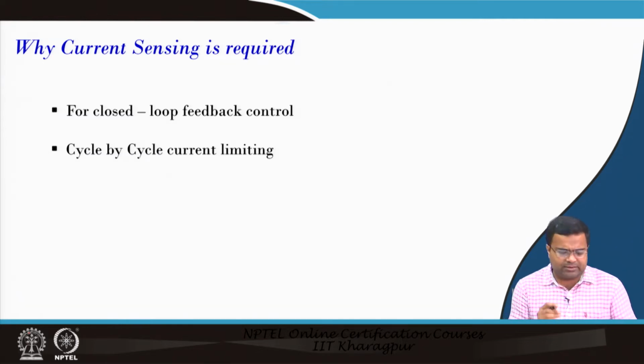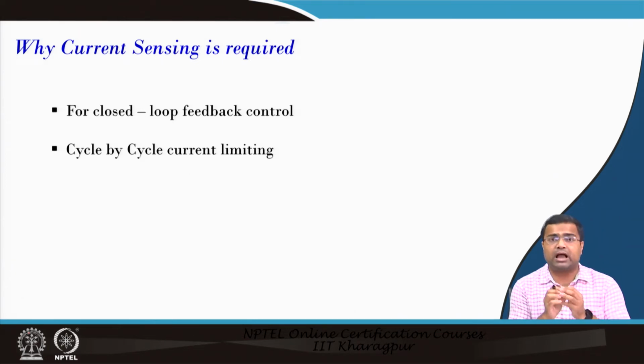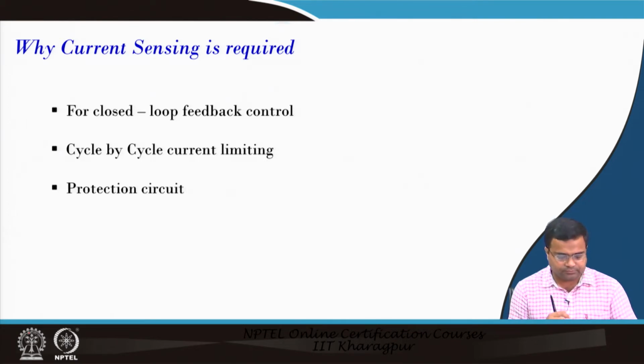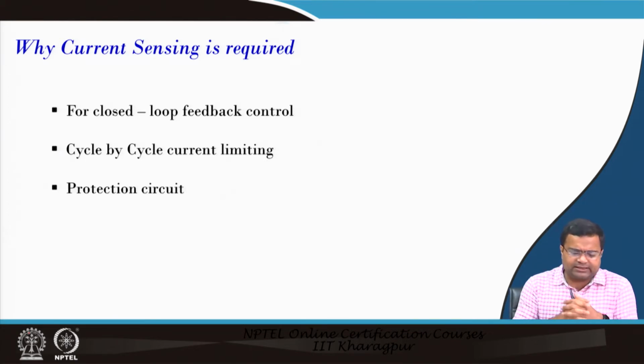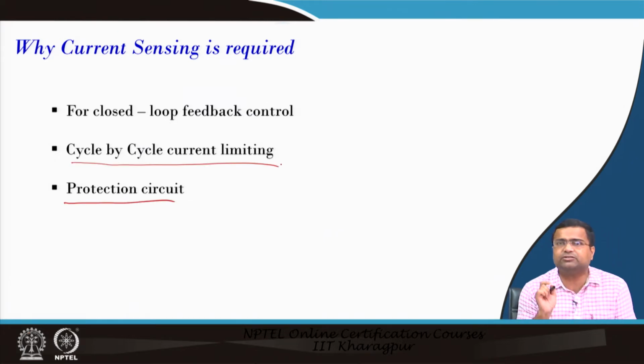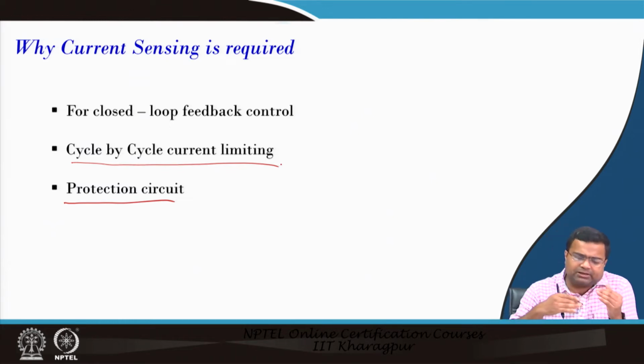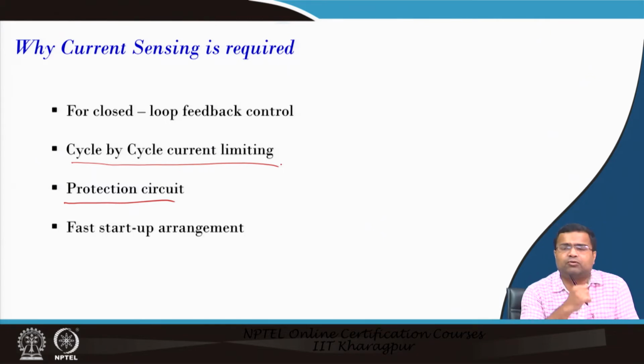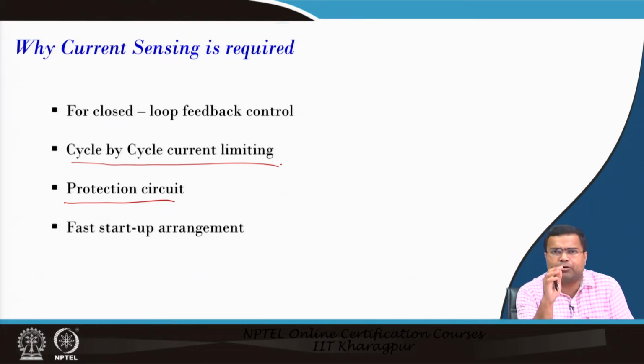Then, in most cases products use current sensing for protection purposes. That means they use high side current sensing for a buck converter if they want to protect the circuit, that is peak current protection. The cycle by cycle current limit is also one, because during a transient if the current overshoot is very large, then we have to limit it, because it may saturate the inductor.